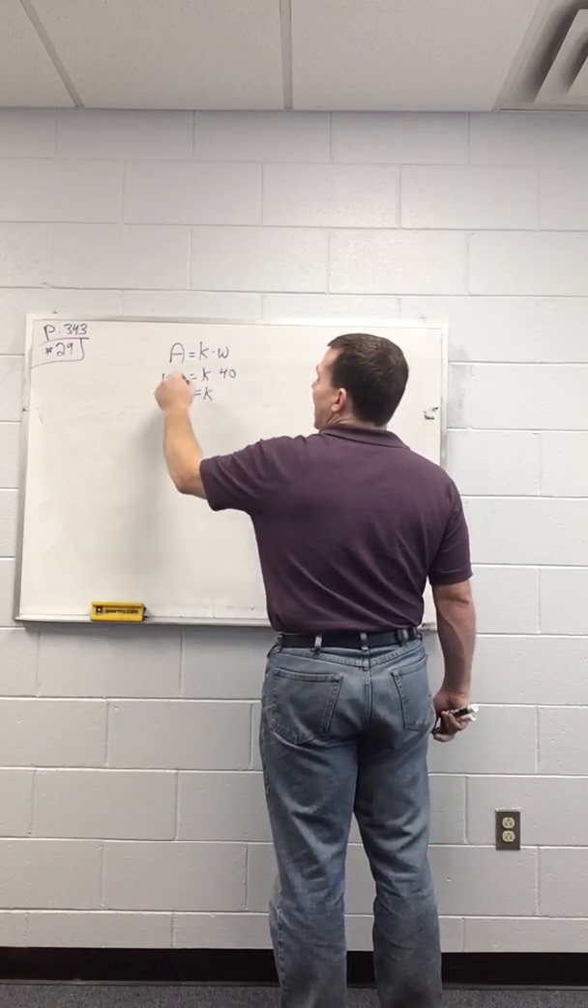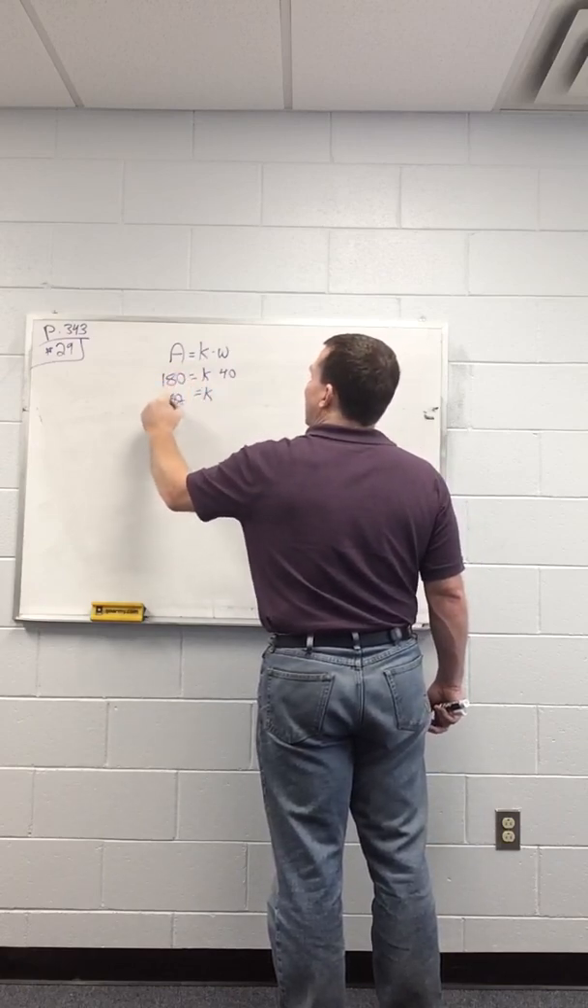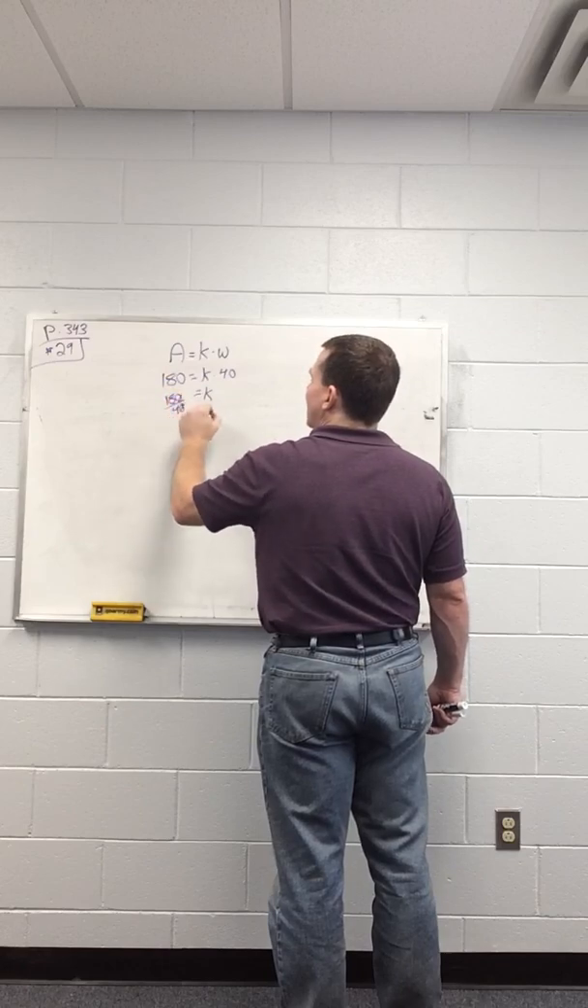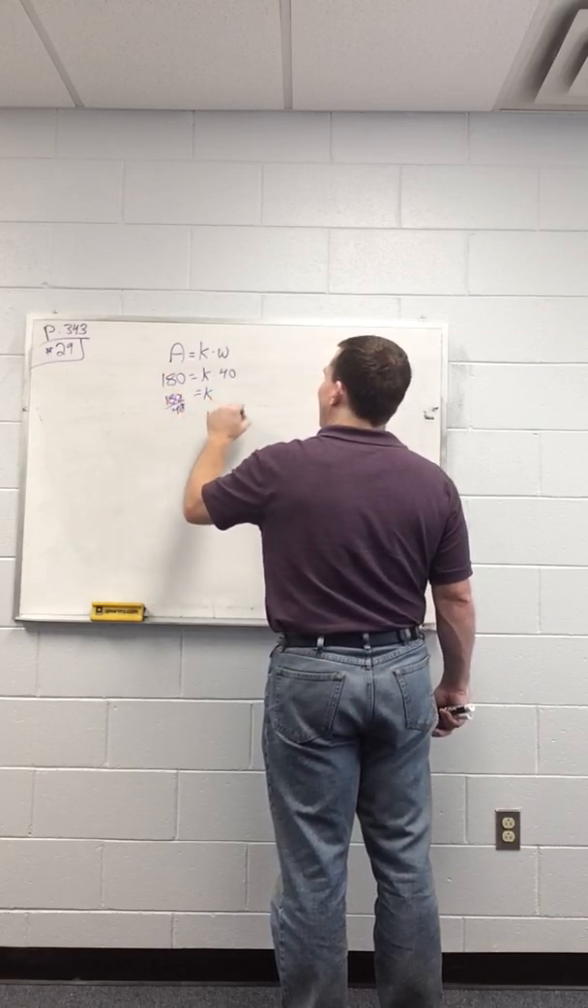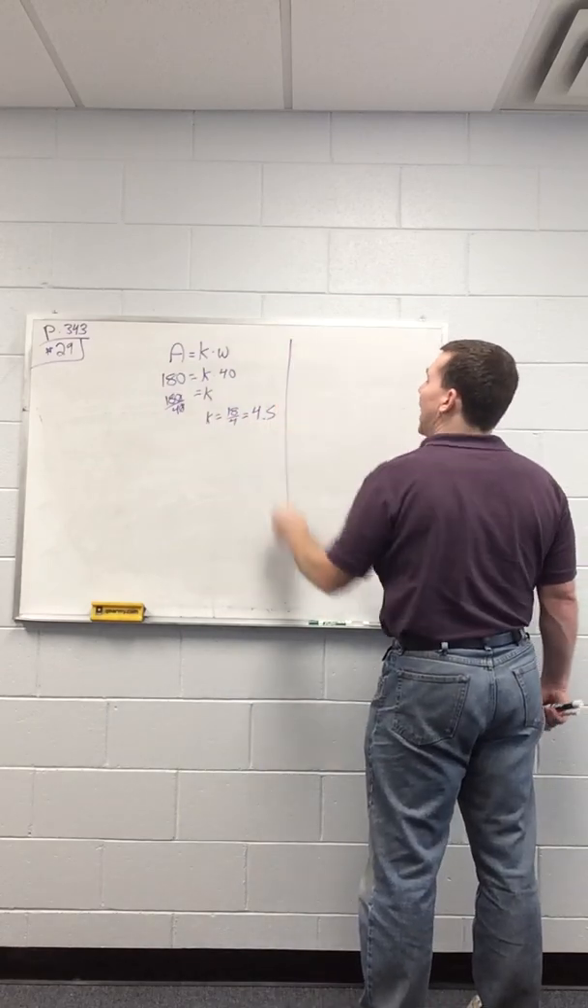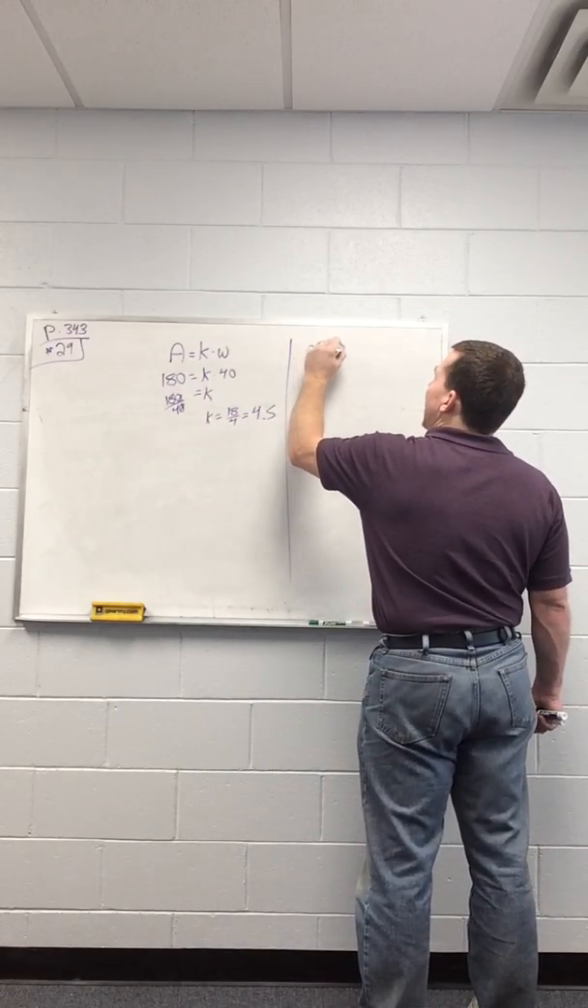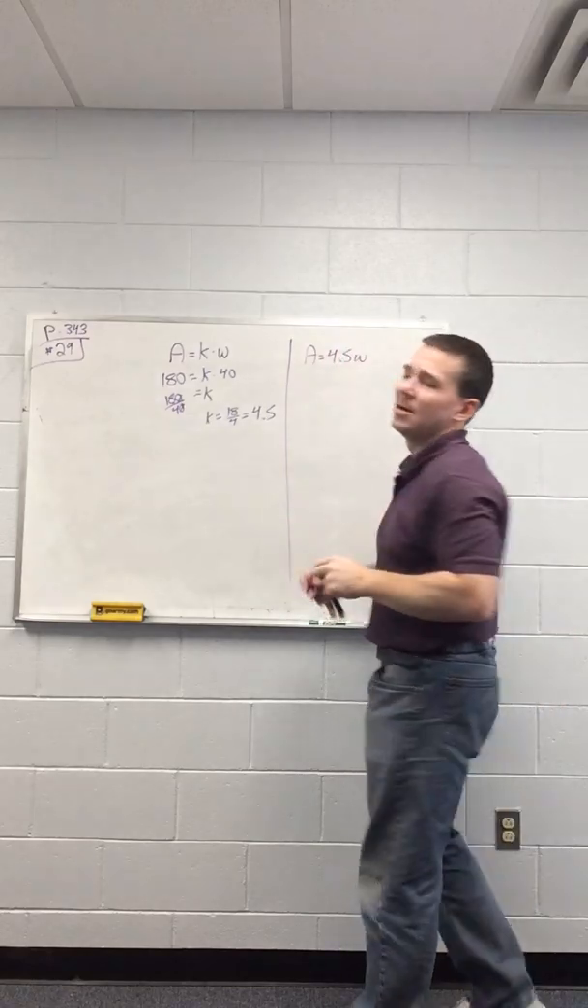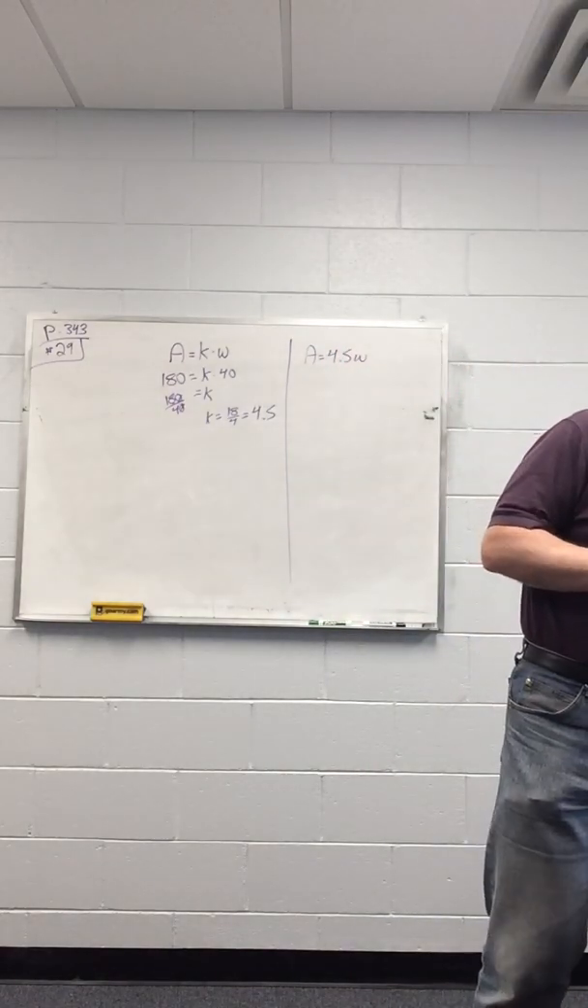Now, just solve for K. If I divide by the 40, I get 180 over 40, and those cancel. So K is 18 over 4, which is 4.5. Now I have an equation, A equals 4.5W, and now I can solve the problem.